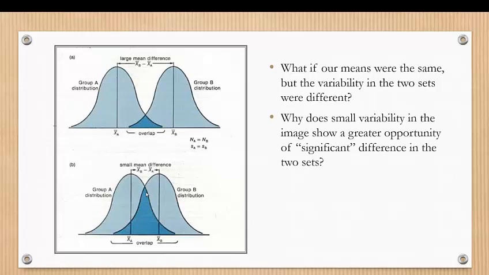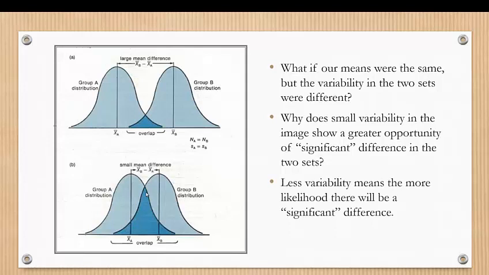So why does a small variability in the image show a greater opportunity of significant difference in the two sets? And here's the answer. Less variability means the more likelihood there will be a significant difference.